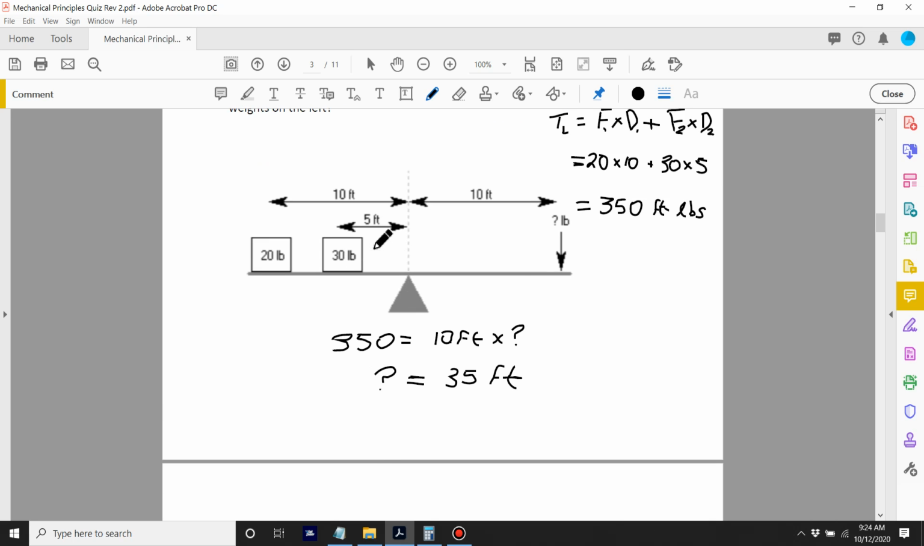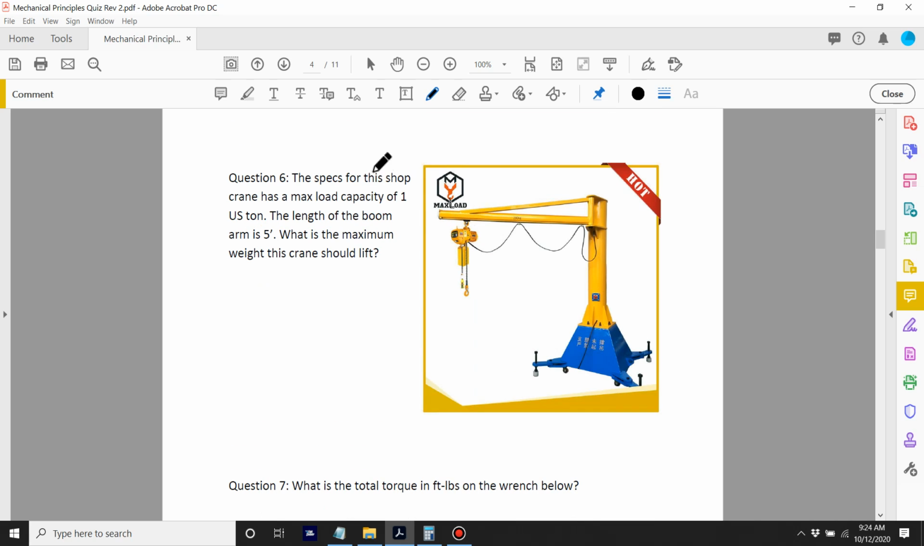All right. The specs for the shop crane. Now, this is poorly worded. The length of the boom arm from there to there is 5 feet. What the question is, what is the torque on the crane if this is lifting 1 US ton? The little trick there is, what is a ton in pounds? I'm thinking it's 2,000 pounds, but we'll find out.